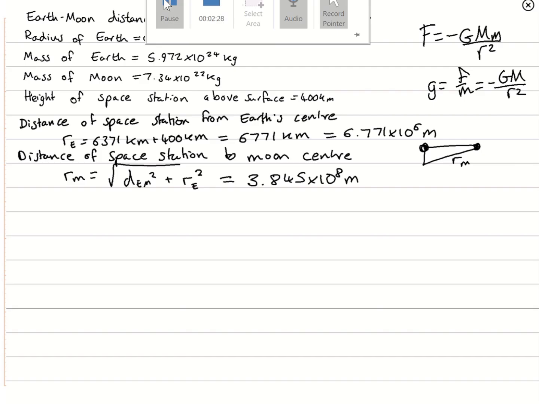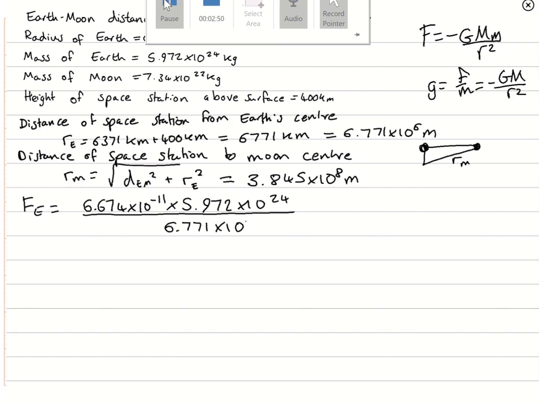The force from the Earth, therefore, on the space station is going to be 6.674 times 10 to the minus 11, that's G, times 5.972 times 10 to the 24, that's the mass of the Earth, divided by the distance it is above the Earth's centre, which is 6.77 times 10 to the 6 squared, and so that equals 8.69 newtons per kilogram, slightly less than the 9.81 that we see here on the surface of the Earth.